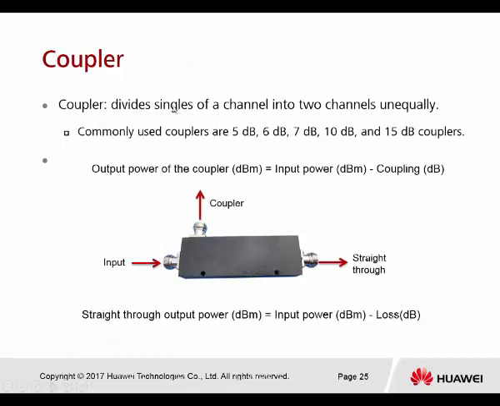Okay, the coupler. It divides the signals of the channel into two channels uniquely. Commonly used couplers are 5 dB, 6 dB, 7, 10, and 15. So this is the input for our feeder line. This is the straight in and the straight through, and this is a coupler. This one will depend on what model you select.